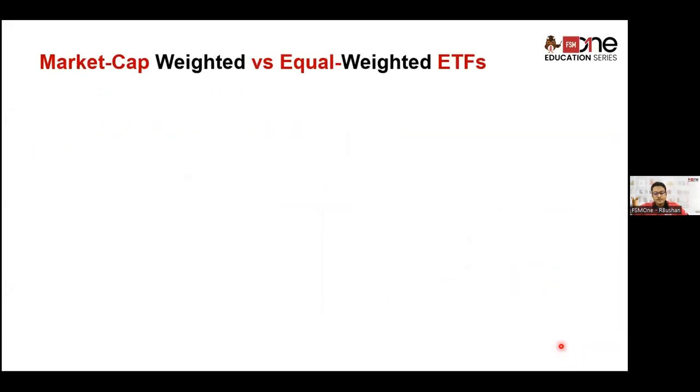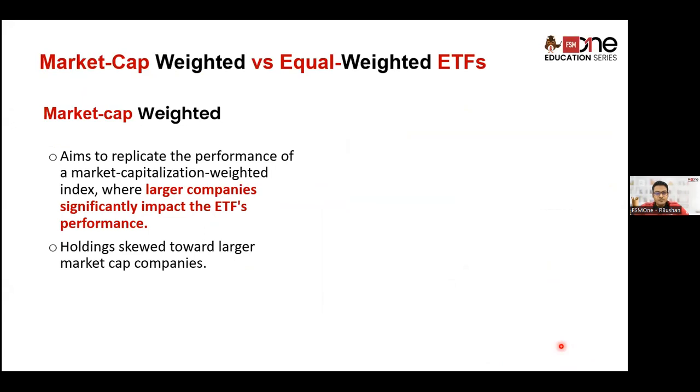So the next is how an ETF could be structured. Either they are market cap weighted or equal weighted ETFs. What it means by market cap weighted is that market cap is actually the share price, the price of the particular stock today times the number of outstanding shares, that forms the market cap of a particular company, right?